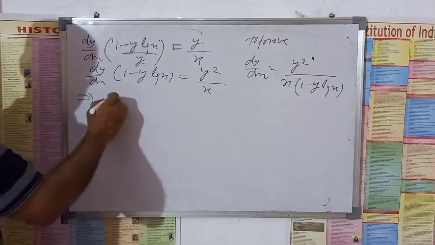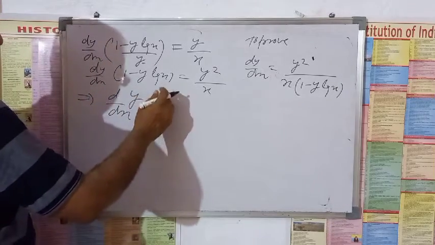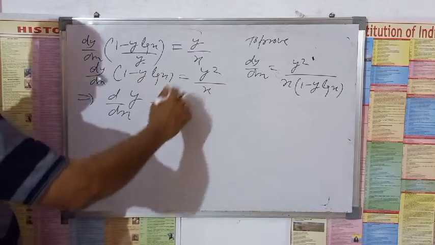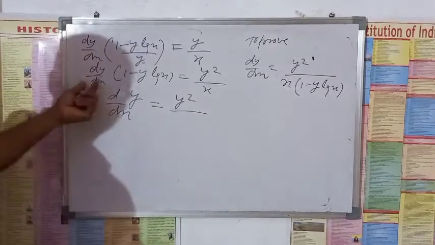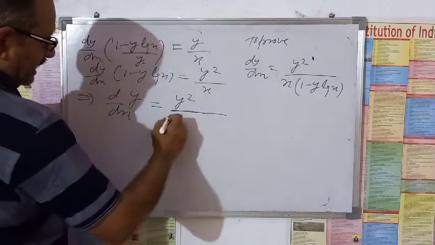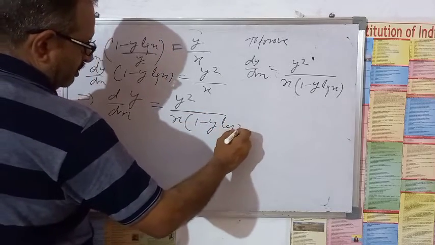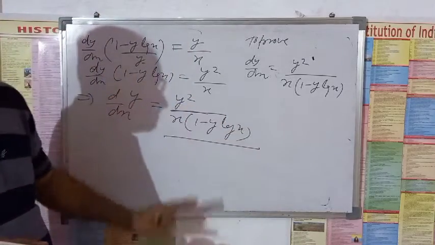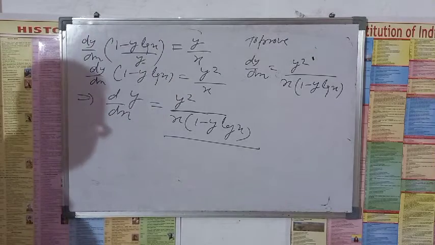So this implies dy by dx is equal to, dividing the right side by the coefficient of dy by dx, y square upon x in bracket 1 minus y log x. And we had to prove this result. So it is proved. So it was question number 13.